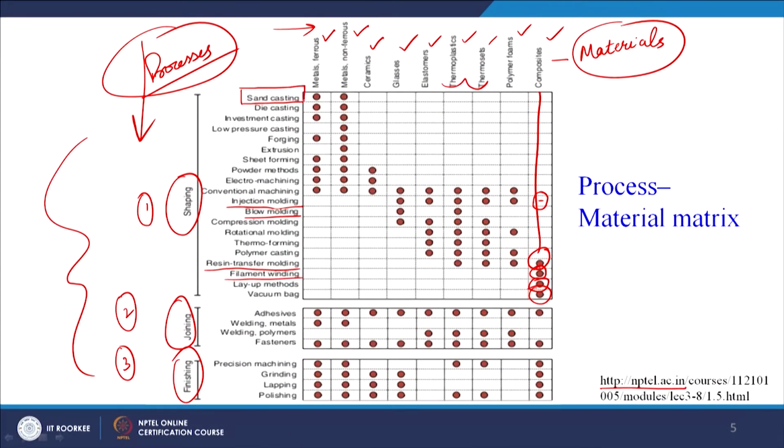So there are processes which are there for metals, both ferrous and non-ferrous. For example, because most of the designers make use of metallic parts, sand casting is there for metals as well as for non-ferrous metals. Similarly, extrusion can be done for metals. For example, investment casting can be done for ferrous and non-ferrous metals. So we can very easily see that if we look at this graph, a lot of decisions can be made in the context of matching the materials and the processes.